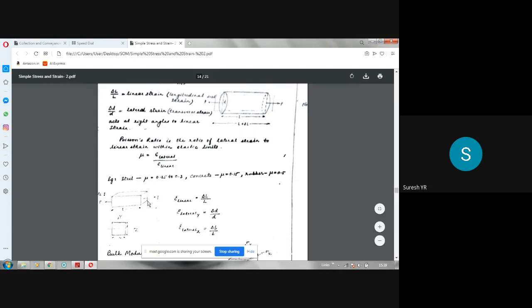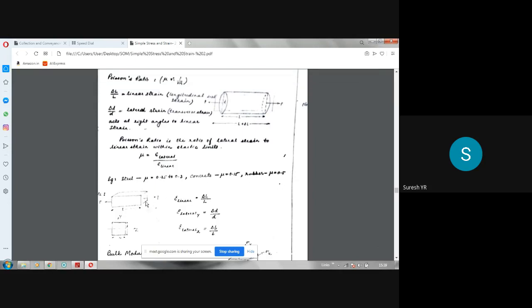If they are equal, it becomes a square bar. If they are not equal, then it is a rectangular bar. So that means you will be having two lateral strains here. One corresponds to the breadth, another corresponds to the depth. So these are the things I have written.